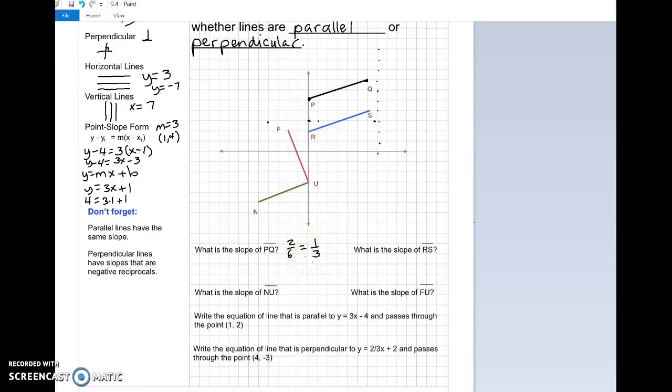Okay? Now let's talk about the slope of RS. What is the slope of RS? Again, I'm going to go up 1, 2, and over 1, 2, 3, 4, 5, 6, and my slope is 2/6 or 1/3. What do you notice about the slope of parallel lines? That's exactly right. Parallel lines have the same slope. They have the exact same slope.